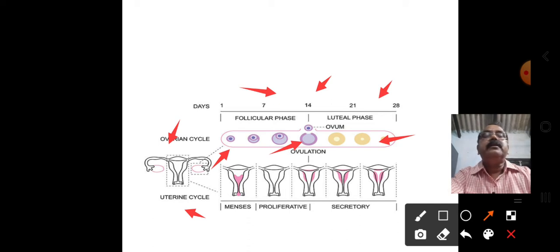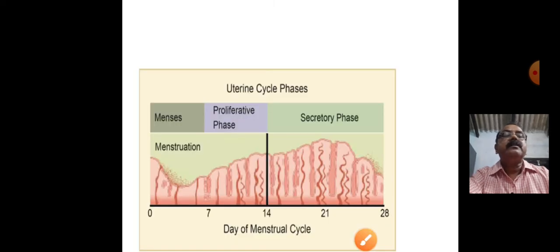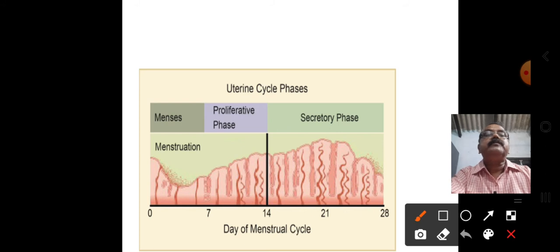Here the uterine cycle is completed by three phases. One is the menstrual phase, second is the proliferative phase, and third is the secretory phase. This is the picture of the uterine cycle, and it indicates the menstrual phase, that is menses. Here there is the release of blood and cellular debris from the uterine wall.